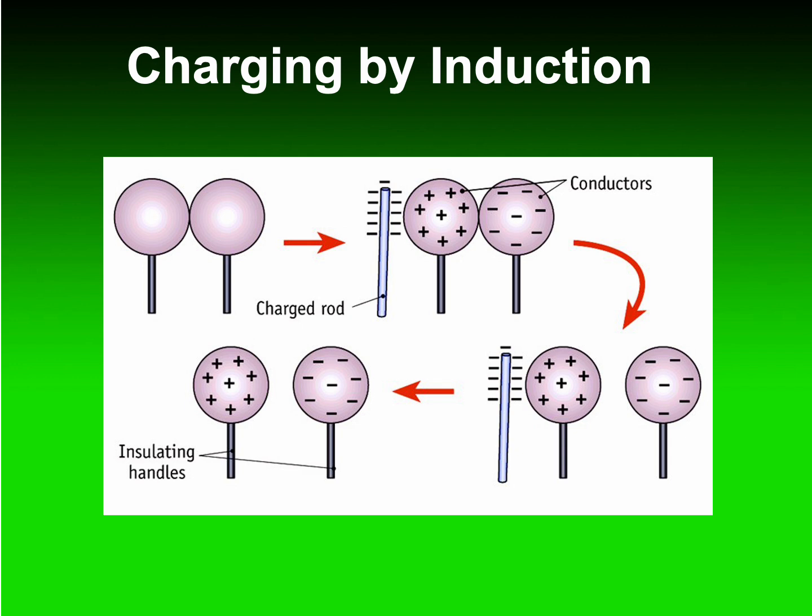Yeah. So the electrons will leave the left-hand sphere and move across, because they're being repelled by that negative rod, over to the right sphere. Then, if we keep the rod next to it and we separate them, all the electrons have moved across here, haven't they? So this is going to have an overall more negative charge, and this one is going to have an overall more positive charge. Right. So we can charge things by induction here.